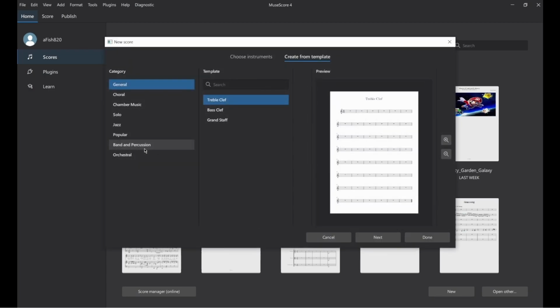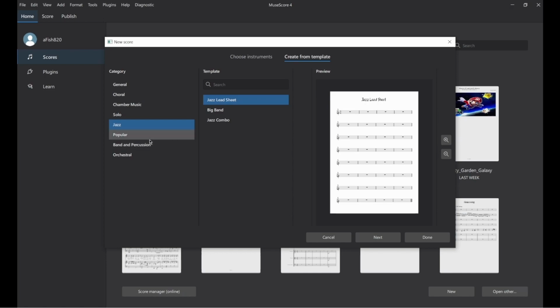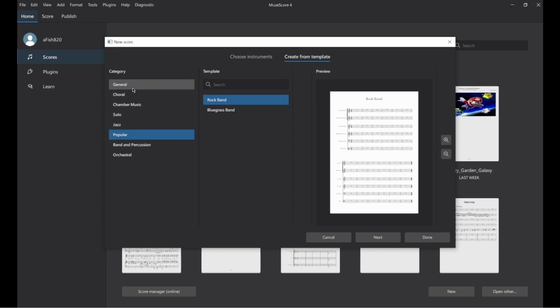So we're going to start MuseScore. And we've got a lot of options here. We have some templates that we can use. I never really use those, but you're free to.